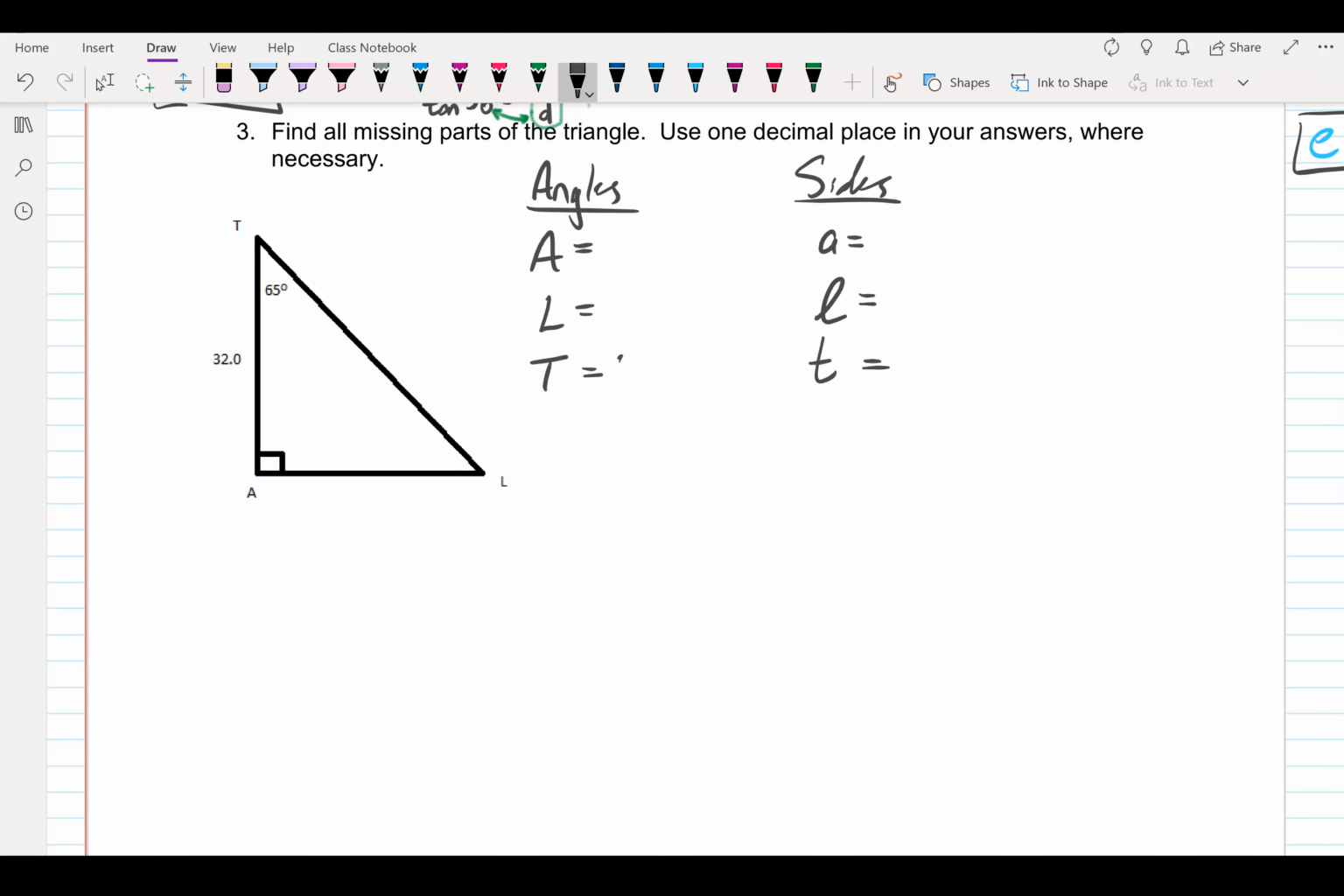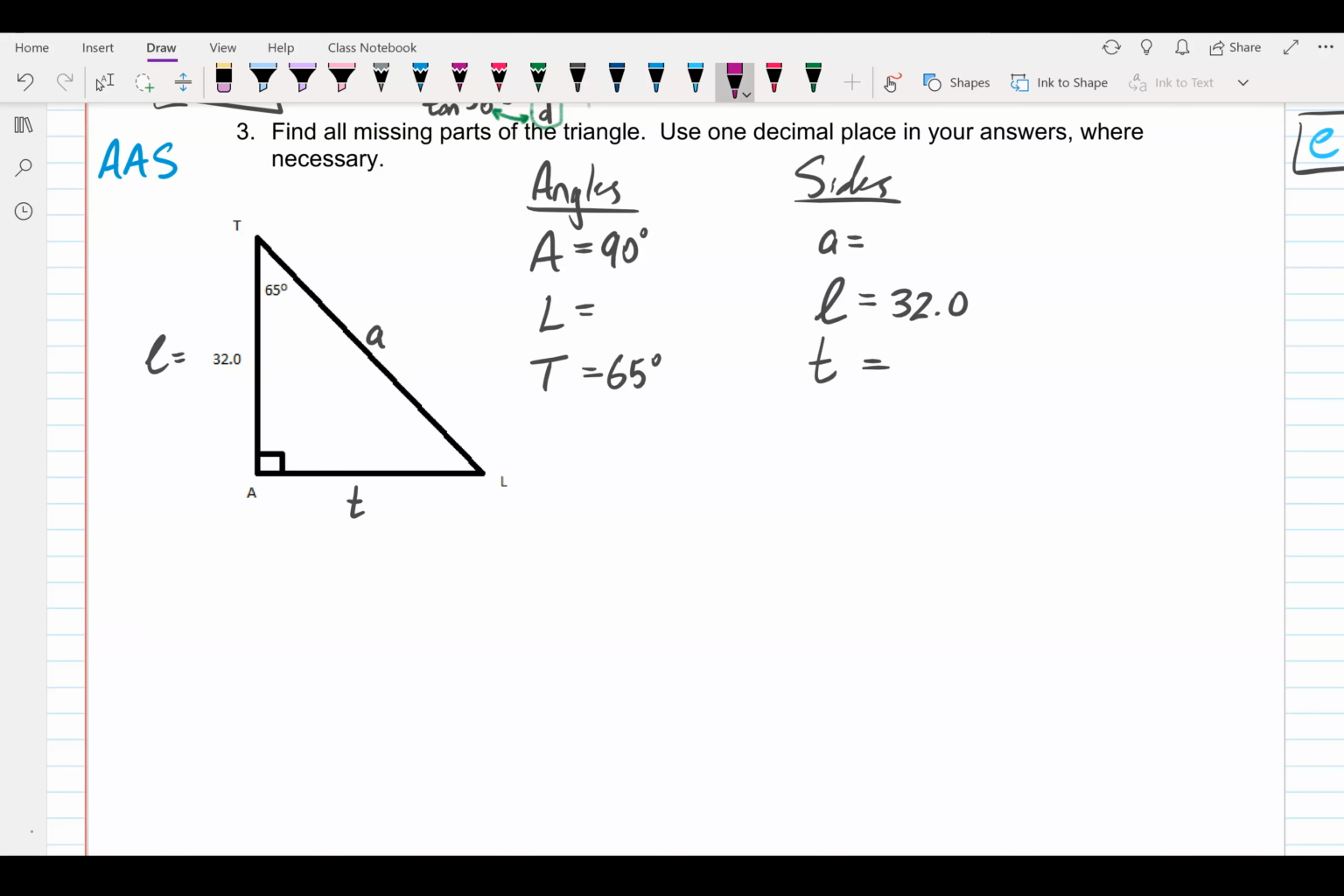So T is 65, A is 90 because it's in a right angle, and this is our L, 32. Okay, so that's what we have so far. Just to be clear, I could probably label my sides that I don't know as little a and little t, but this is basically all I have, but it's enough because I can see I have an angle and a side. So I've been calling that angle, side. So I have an AAS triangle, which means I can follow the same rules as the previous question to solve it.